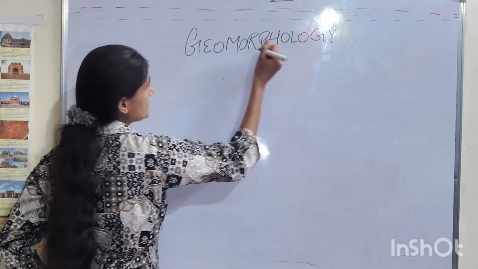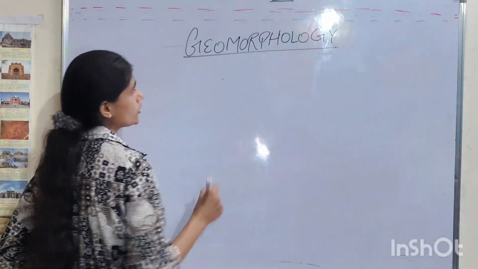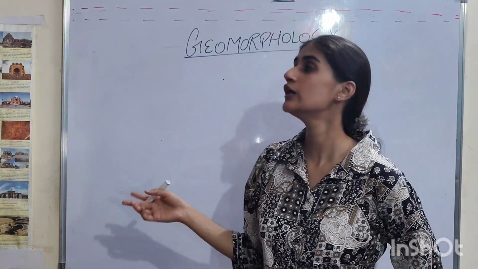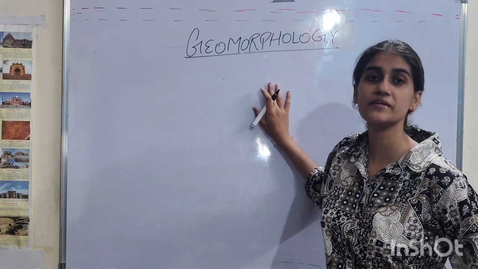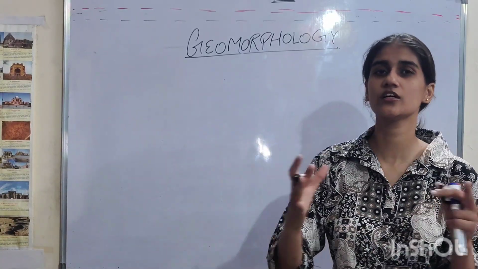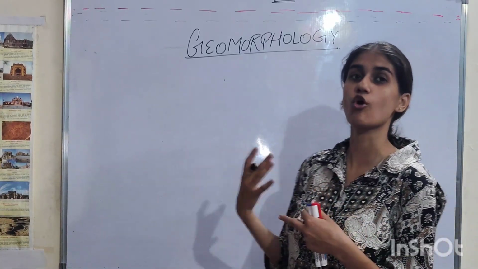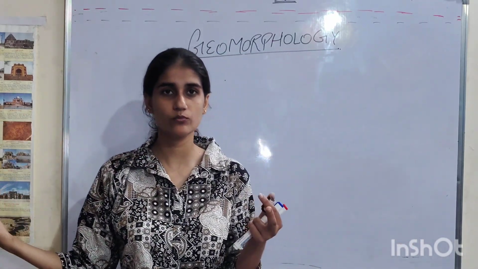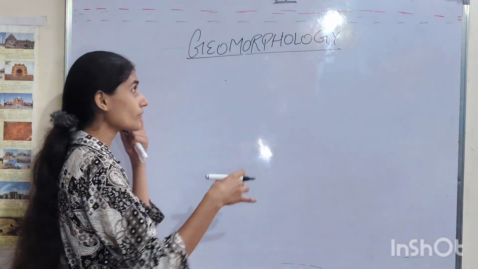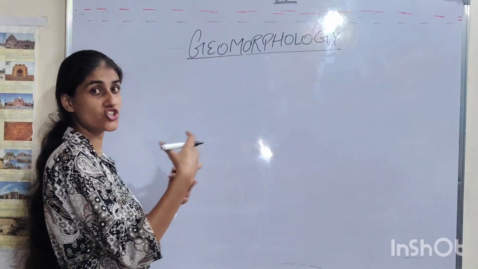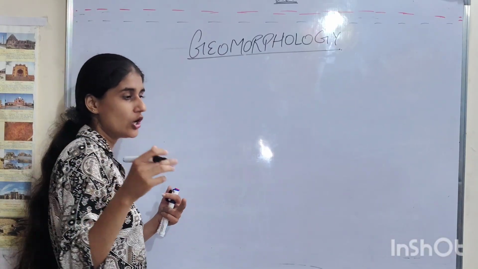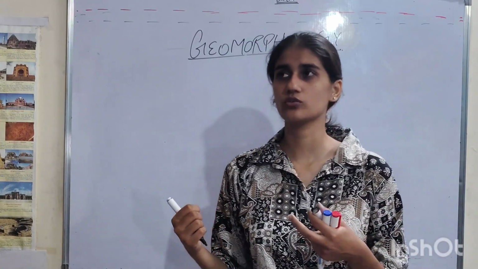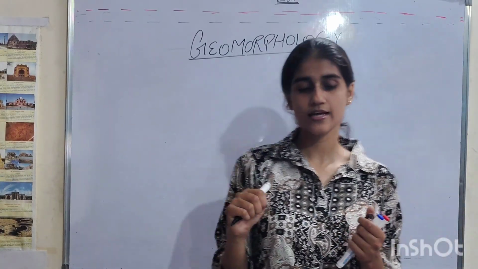So what does this word mean? Geomorphology. Geo, everyone knows, means the earth. Morpho or morpha means change. So change in the earth. How this earth has evolved from a small particle to a huge planet where we live today. So how has this changed from small to huge? What was the evolution that happened in this? So we'll do all those things.